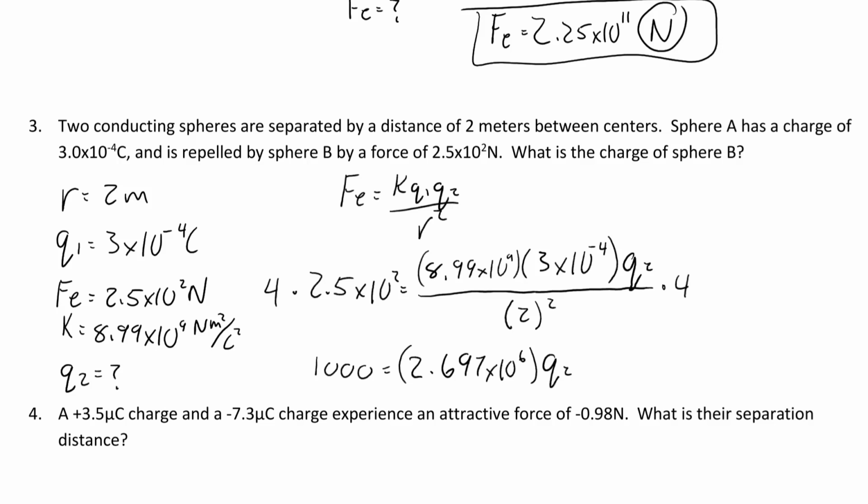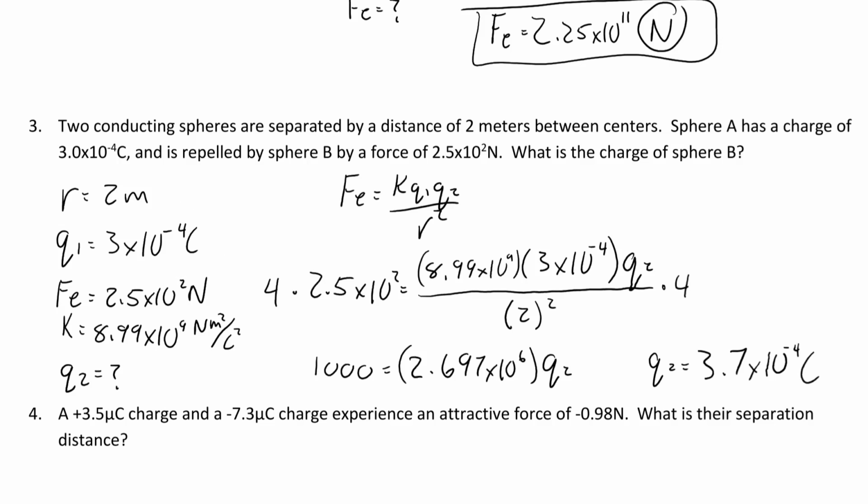And then you divide both sides, so 1,000 divided by 2.697 times 10 to the 6, and you get a charge of 3.7 times 10 to the negative 4 coulomb. So pretty much almost the same as your first charge, just slightly different.